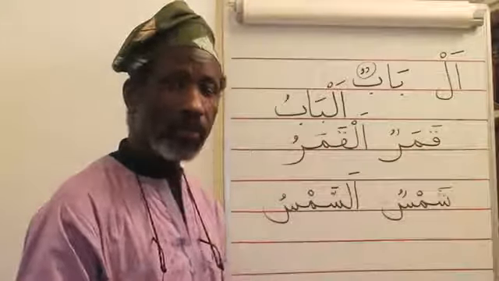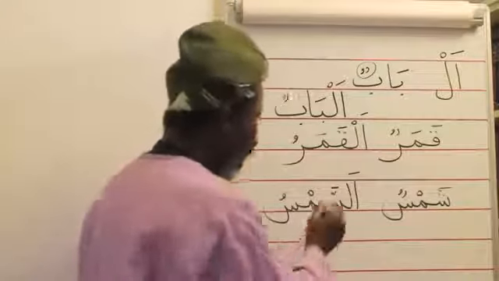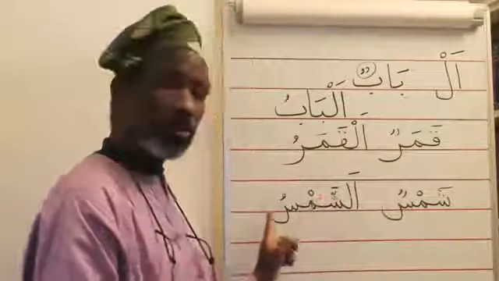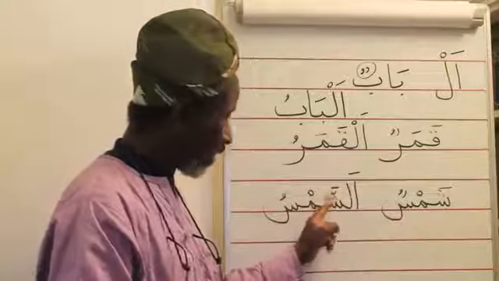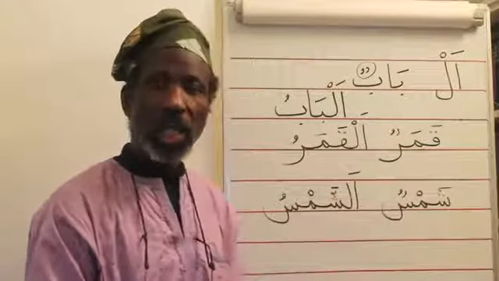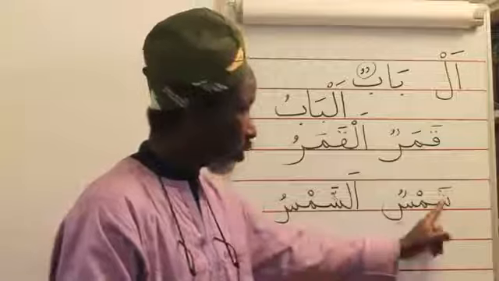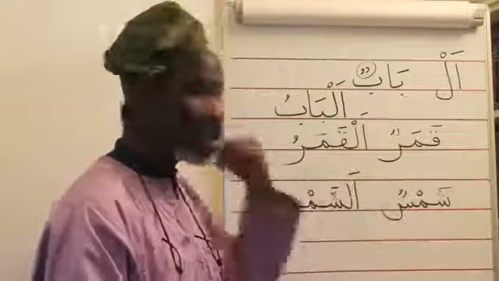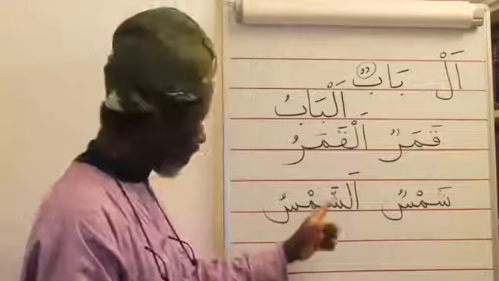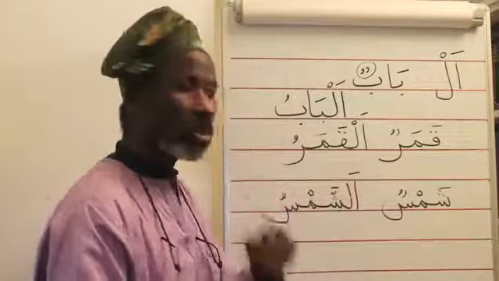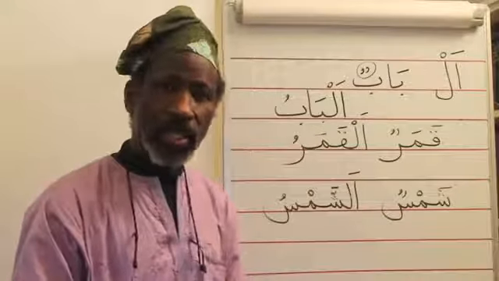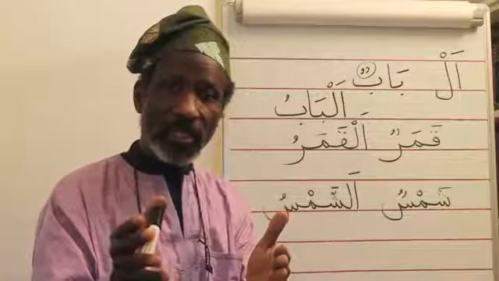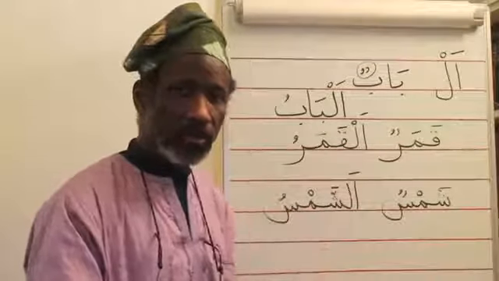Why? Here, ash-shamsu, the sheen is suddenly carrying shadda. Here no shadda, there is shadda here. Here no shadda, there's no shadda. Why is this one carrying shadda? Why is this one not carrying shadda? This leads us to the question of moon letters and sun letters.